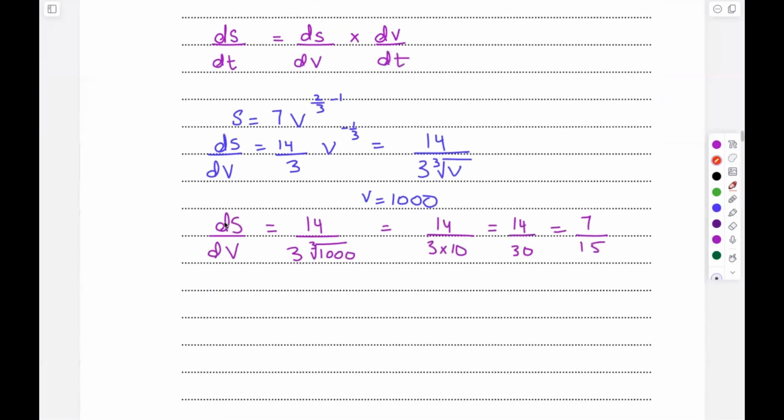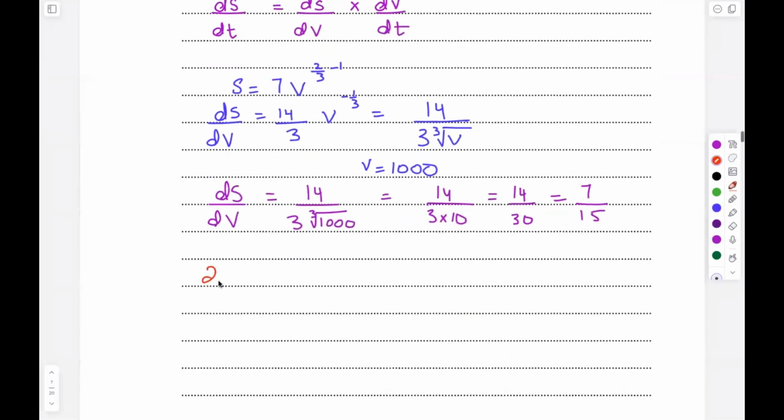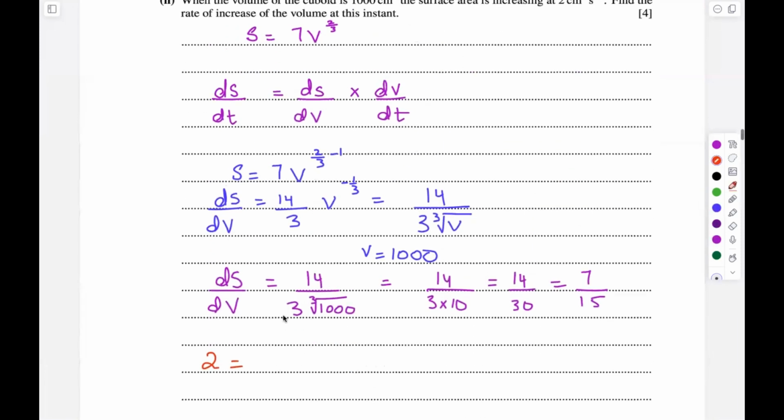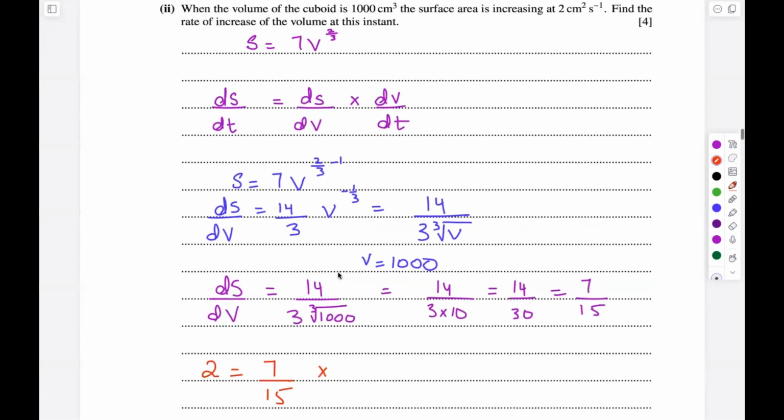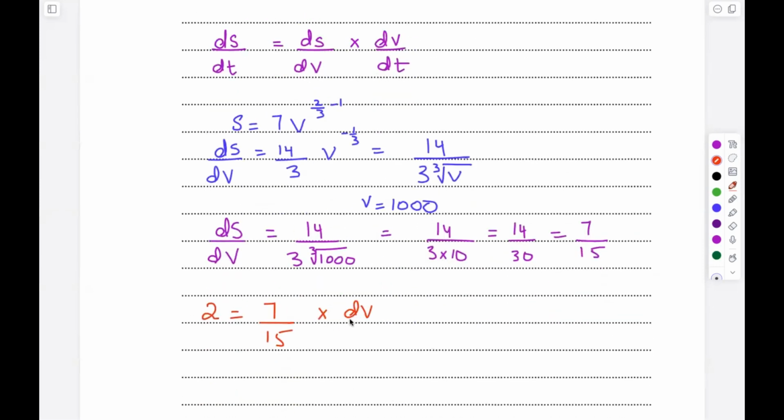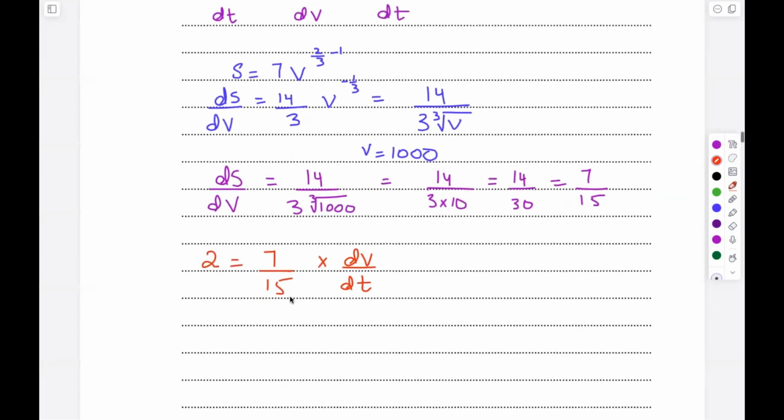So dS by dt is given as 2, the rate of change of surface area. dS by dV we found out is 7 upon 15, multiplied by dV by dt. So to find dV by dt, we'll multiply 15 by 2 and then divide by 7. So dV by dt will be equals to 15 times 2, which is 30. So this will become 30 divided by 7. And we can add the unit centimeter cube per second as well, but this final answer will be enough, so that we can write centimeter cube second minus 1.